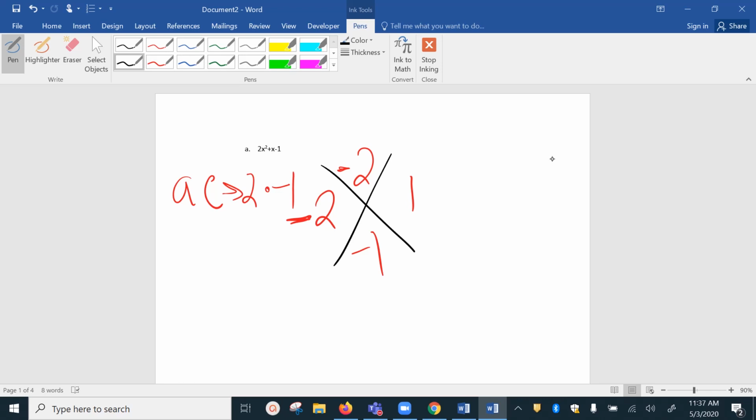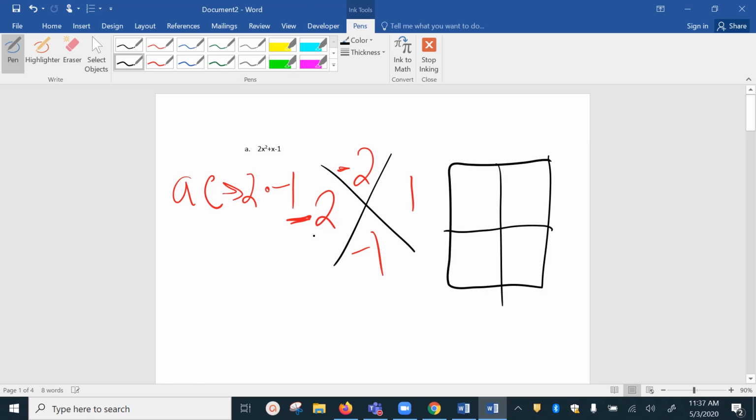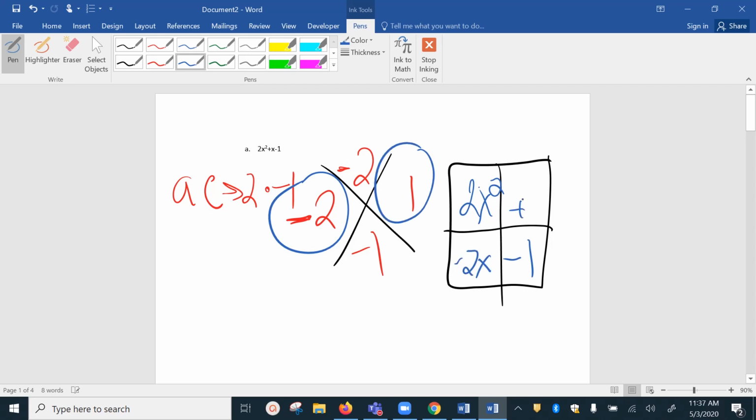It comes back here. So we create an area model, right? And what we do is we fill it in using this information. So 2x squared goes in here, negative 1 goes in here, and these two go here, but we add an x to it. So it's negative 2x and positive 1x, okay? So again, I got these two from here, right? And I got these two from the problem.